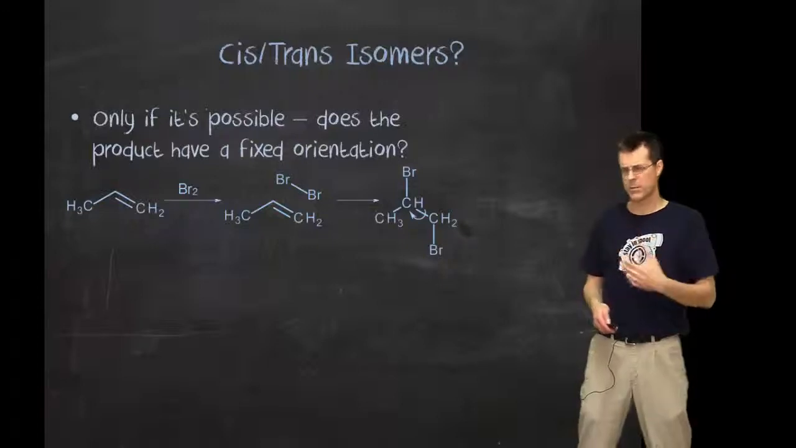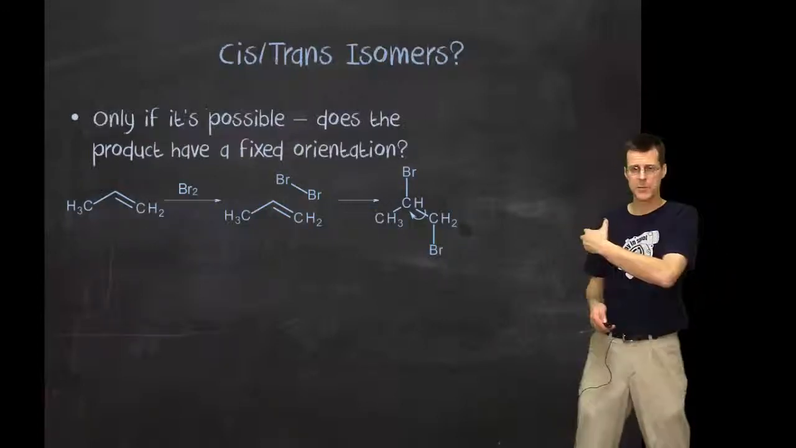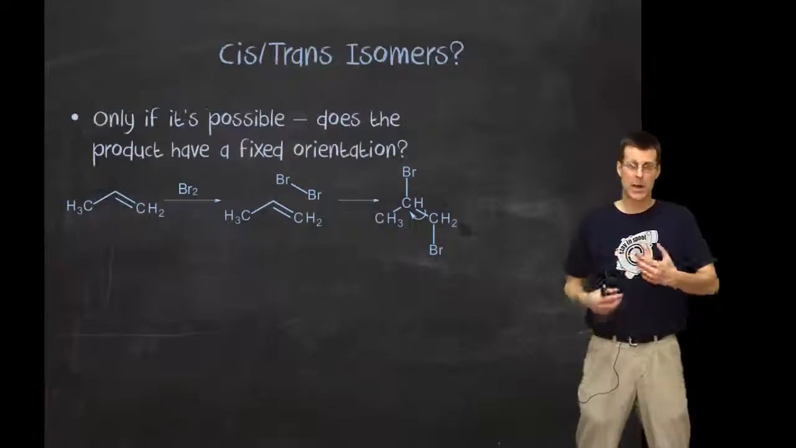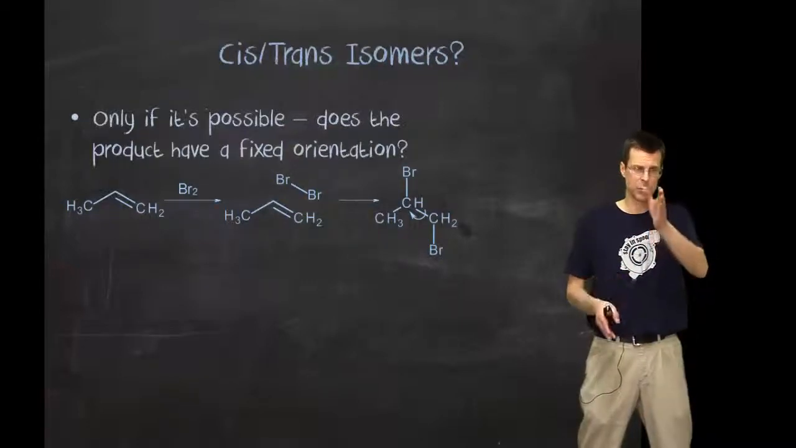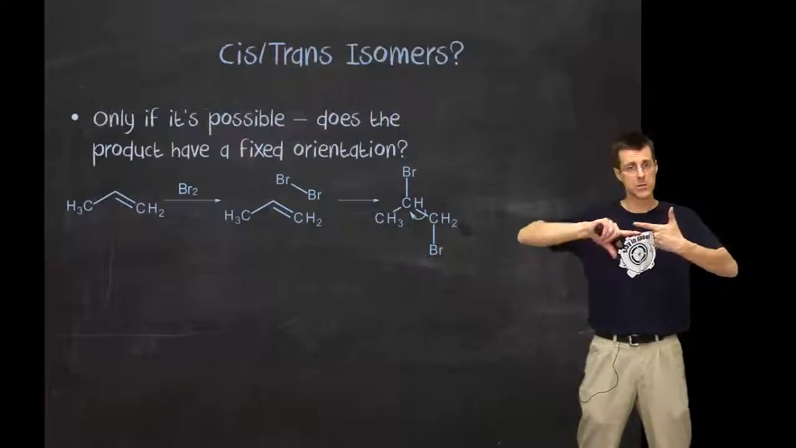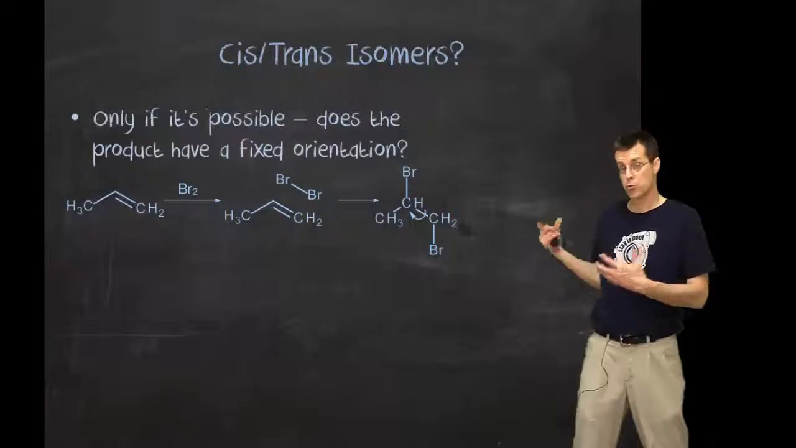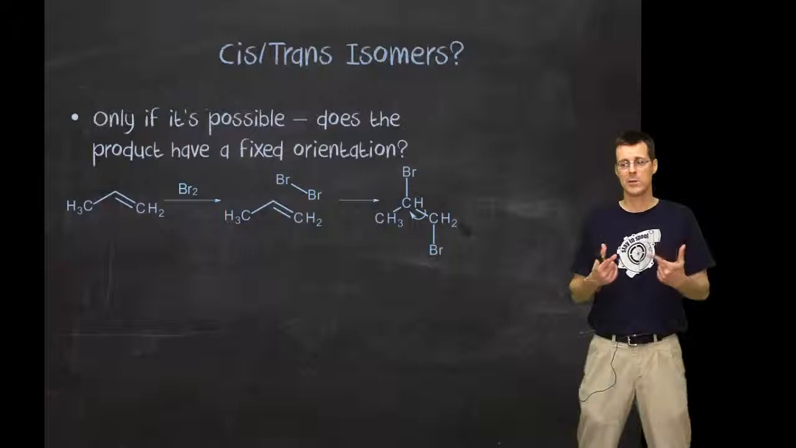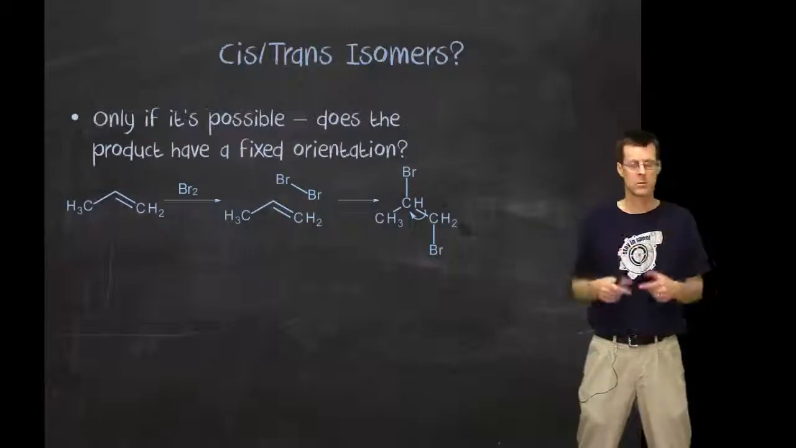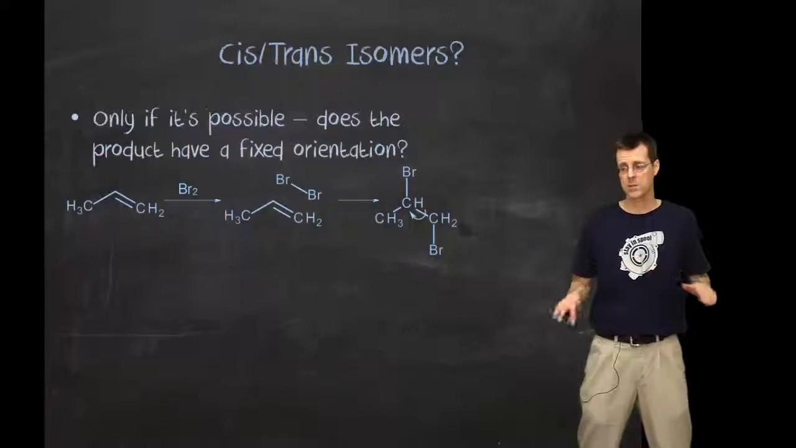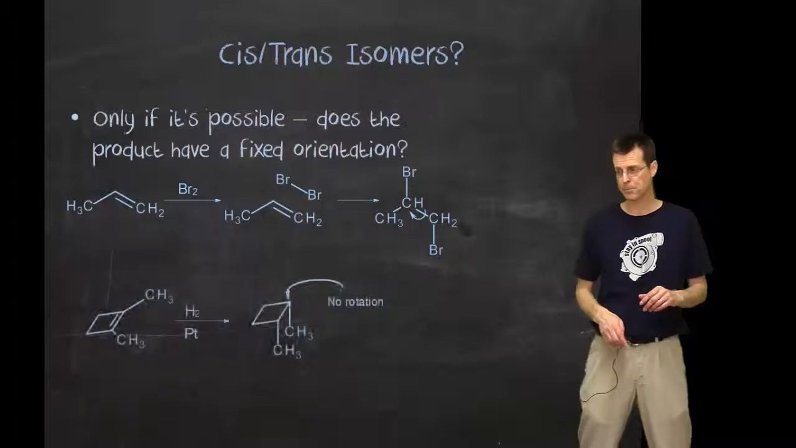If I look at this particular example, I'm adding something across a double bond. It's an addition. But my final product, I can draw it as if it were sort of trans. But if I remember what I know about single bonds, there's rotation there. So it's drawn as a trans, but it could easily be drawn as a cis. In other words, there's no fixed bond there. That thing has free rotation. So cis-trans isomers are not a possibility on this one.